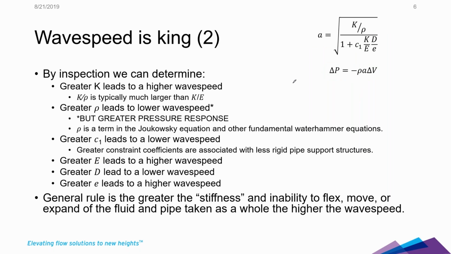Greater diameter leads to a lower wave speed. Essentially, as your pipe diameter gets larger, you're going to have more room for flexibility. As your pipe thickness gets higher, you're going to get a higher wave speed. So all of those come together into this general rule: the greater the stiffness and inability to flex, move, or expand of the fluid and pipe taken as a whole, the higher the wave speed.